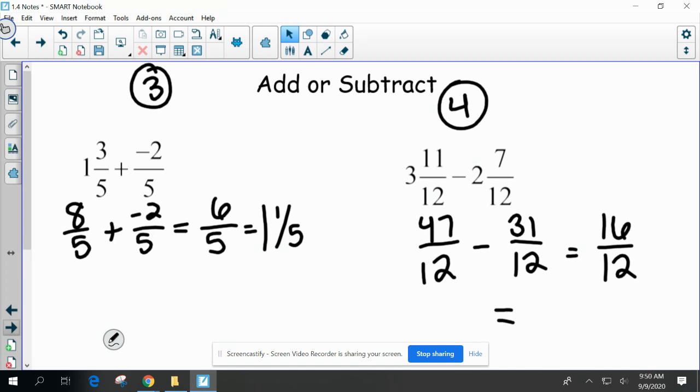And then I need to make that a mixed number. So 12 goes into 16 how many whole times? 1 whole time with how many left over? 4 twelfths left over. And then that could be simplified, 4 twelfths. 1 1/3.